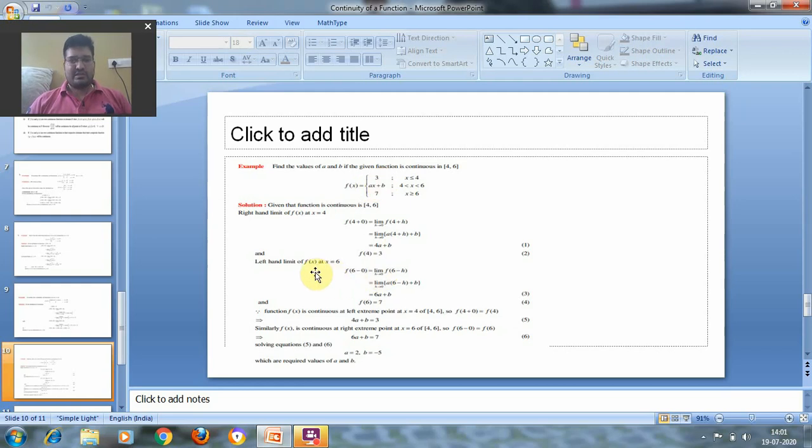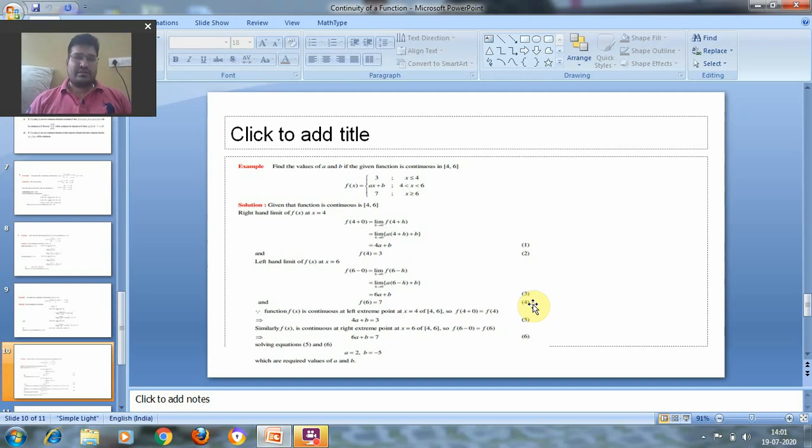At x equal to 6, if we evaluate the left hand limit, then we will use this function ax plus b, because at x less than 6 the function's value is ax plus b, giving 6a plus b, and at x equal to 6, the value of the function is 7. So by taking these four expressions 1, 2, 3 and 4, we can easily find the values of a and b, and this is our target.